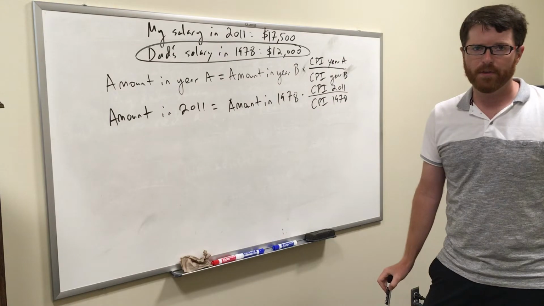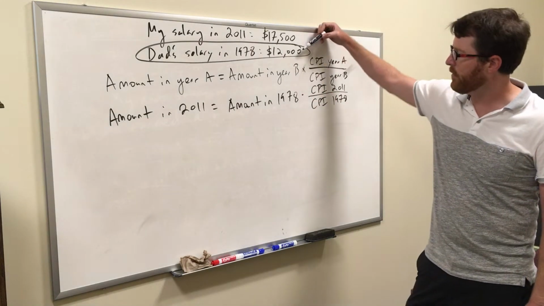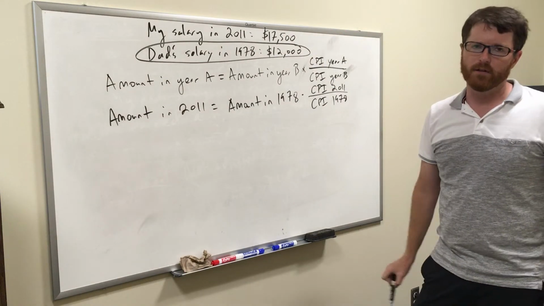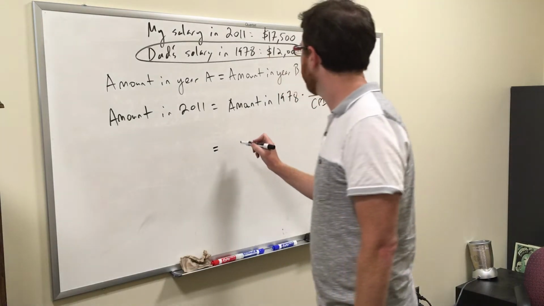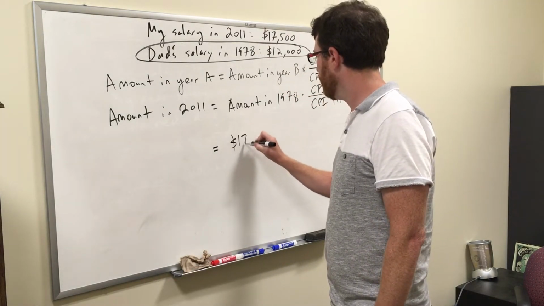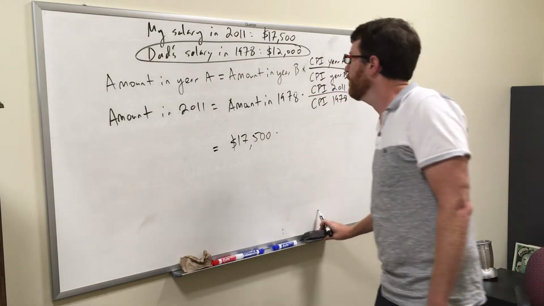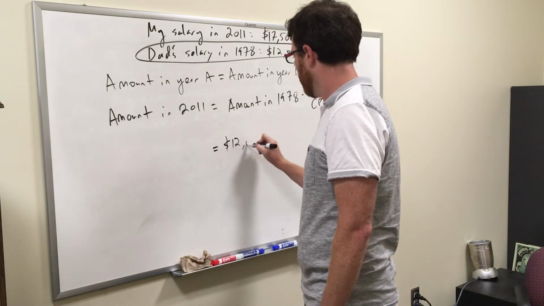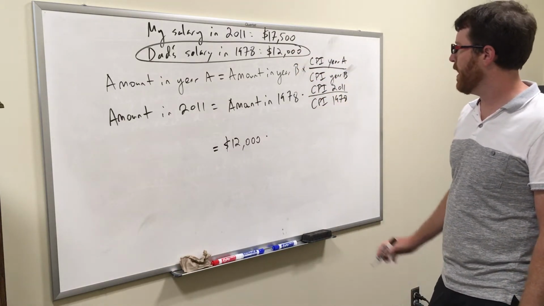Okay? And again, what I'm trying to figure out is how much the amount in 1978, this $12,000, would be worth in 2011 dollars. Okay? So now I can plug in these values here. All right, so I take that 12,000 and I multiply it times the ratio of these CPIs.